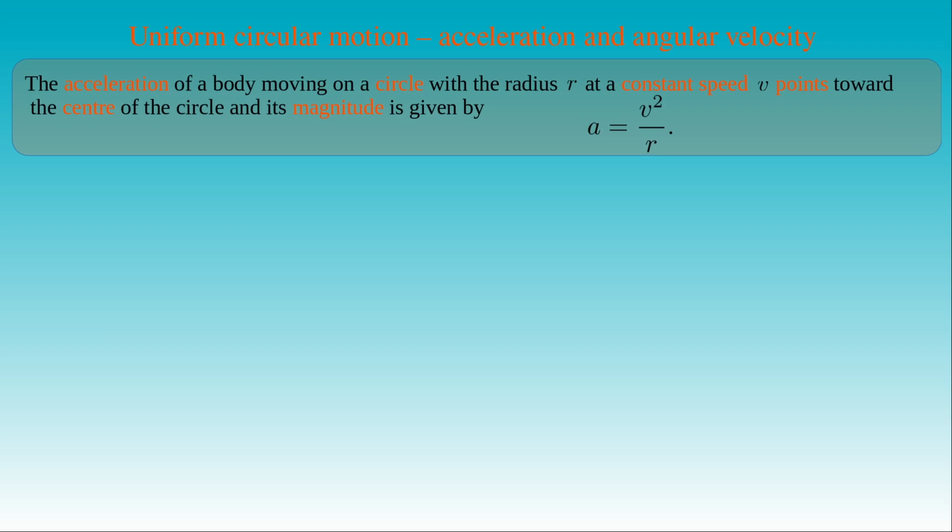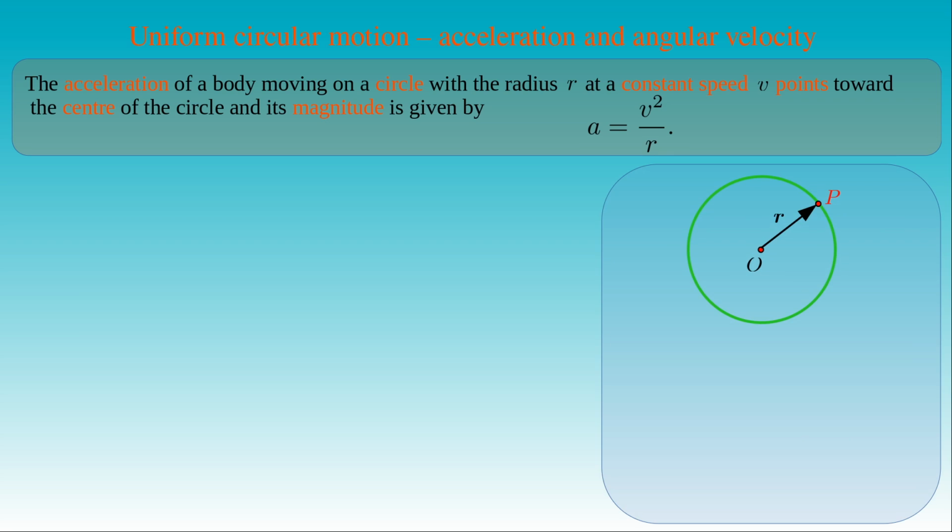These findings can be summarized in the following statement on centripetal acceleration. The acceleration of a body moving on a circle with a radius r, at a constant speed v, points toward the center of the circle, and its magnitude is given by the square of the speed v divided by the radius r. Uniform circular motion can be described by the vector r rotating around the center O of the circle, while it always points to the instantaneous position P of the body moving on the circle.